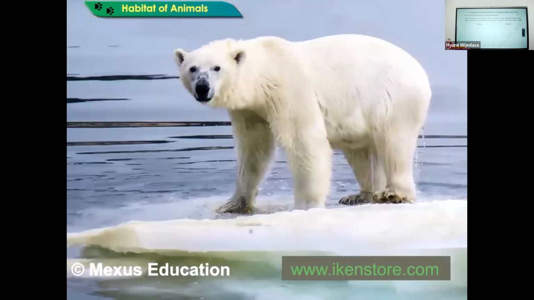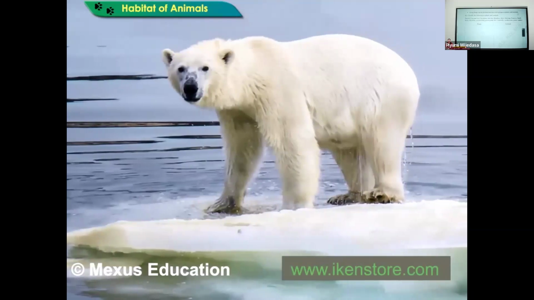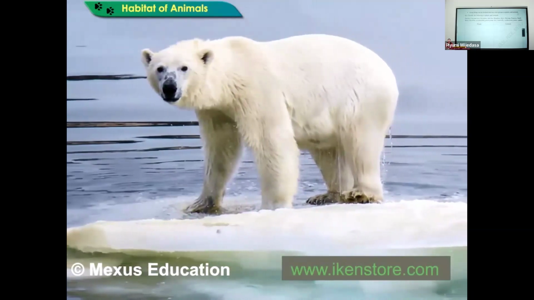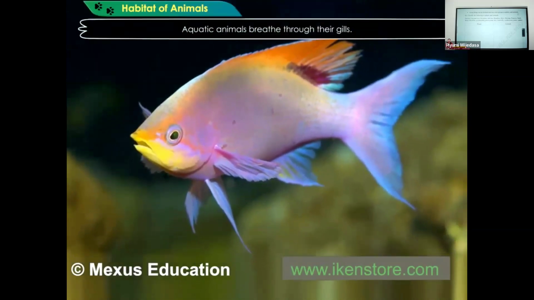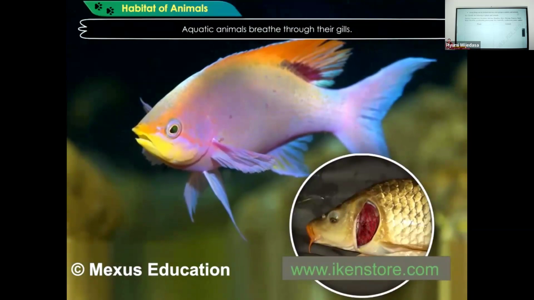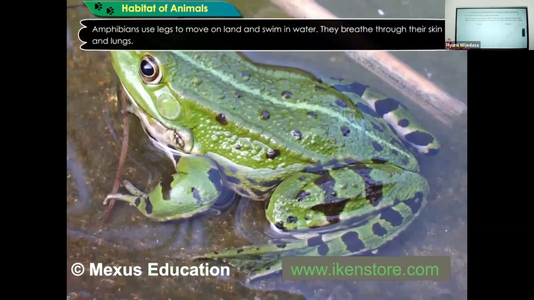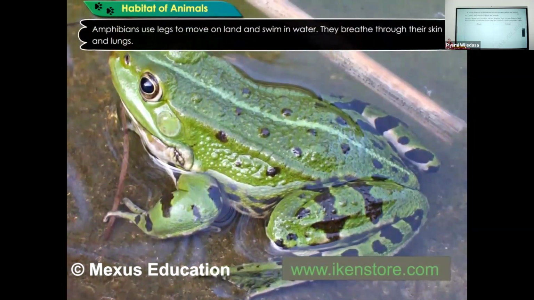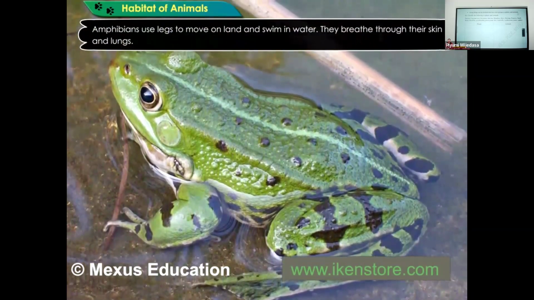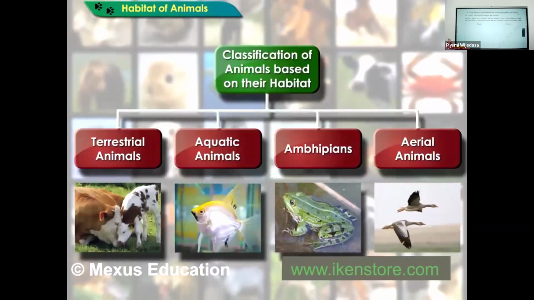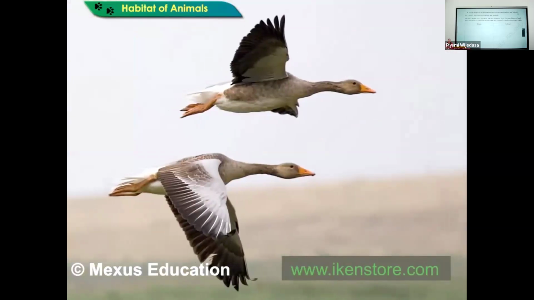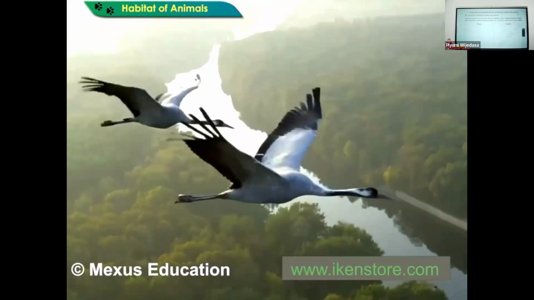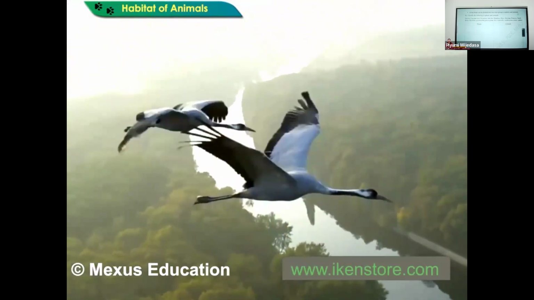Terrestrial animals have fur on their body. They move mainly using their legs. These animals have well-developed lungs and sense organs. Aquatic animals breathe through their gills. Amphibians use legs to move on land and swim in water. They breathe through their skin and lungs. In addition to these animals, there are aerial animals that spend most of the time in air. They have light bodies covered with feathers and hollow bones. They fly using their wings.